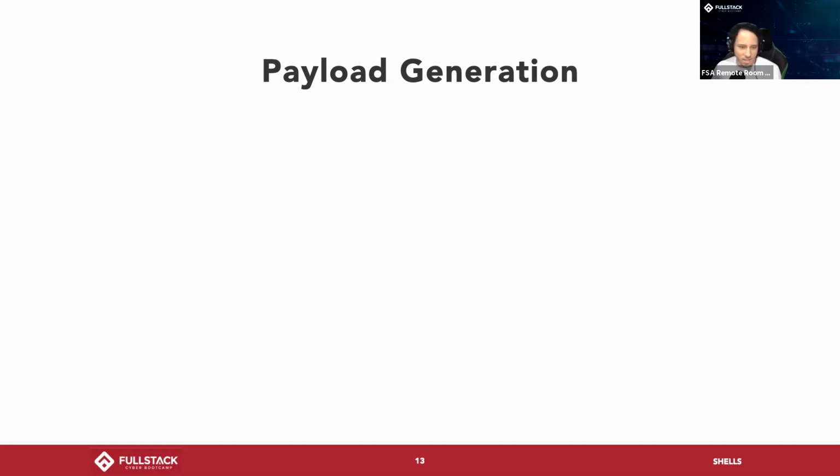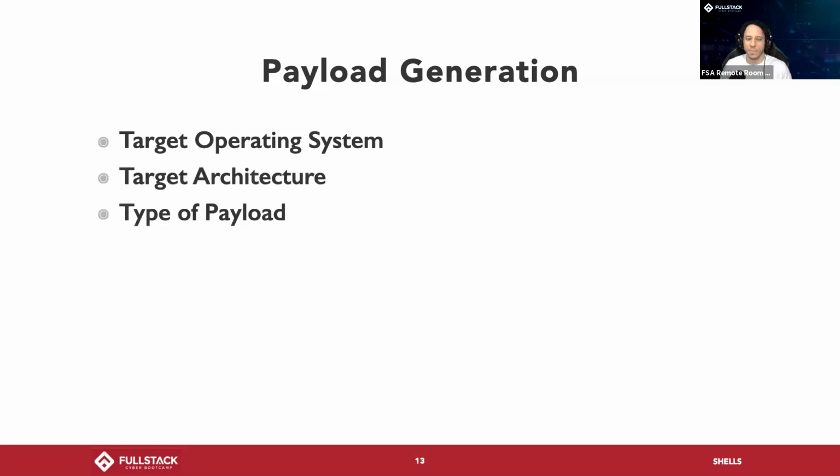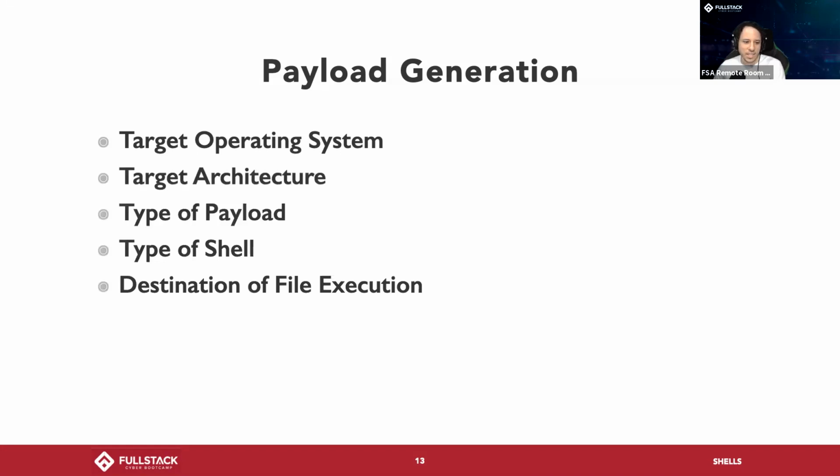So what do we need to know? We need to know the target's operating system. We need to know our target's architecture. We need to specify what type of payload we want to send, what type of shell we want to receive, and what destination file execution. Where are we going to send this file? What type of connection we want to make? So, reverse shell, bind shell, etc.